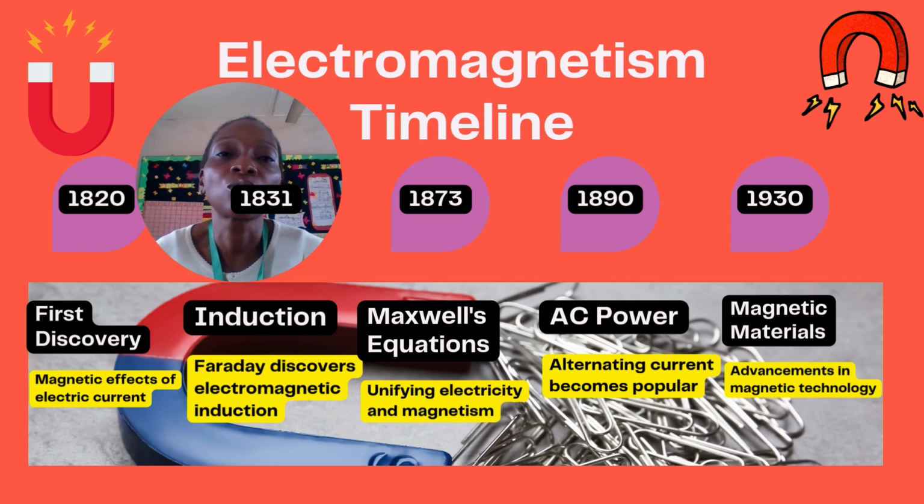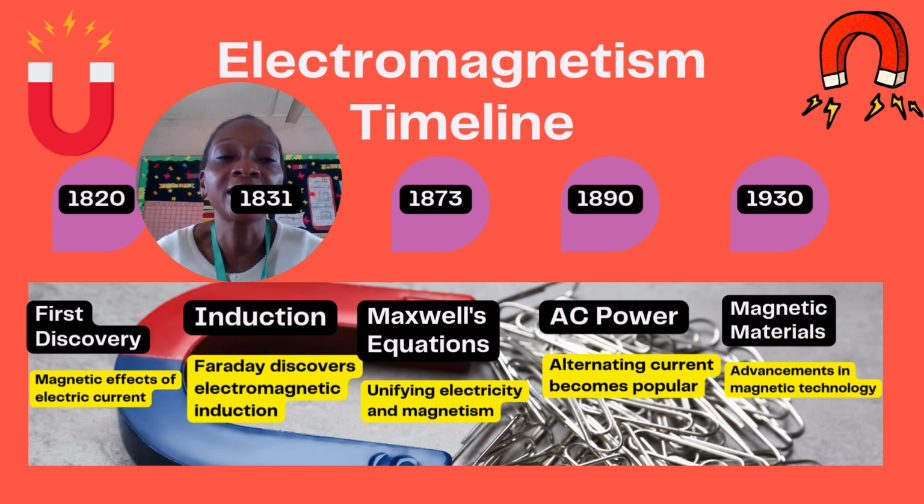Secondly, in 1831, we have the induction by someone named Faraday. Faraday discovers electromagnetic induction in 1831. Now in 1873, we have Maxwell's equation. Maxwell's equation is unifying electricity and magnetism. It's just trying to tell us how electricity and magnets react together.